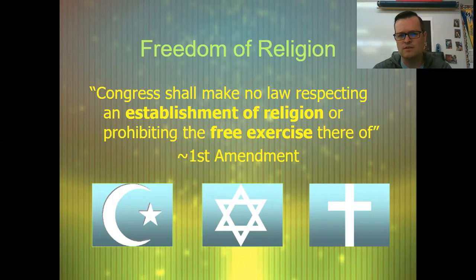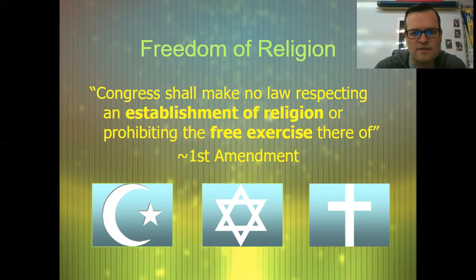Freedom of religion, again, we understand this comes from the First Amendment. And in the First Amendment, remember, we have those 5 different things: freedom of religion, freedom of speech, press, assembly, and petition. So freedom of religion just says Congress shall make no law respecting an establishment of religion or prohibiting the free exercise thereof. So there's 2 parts.